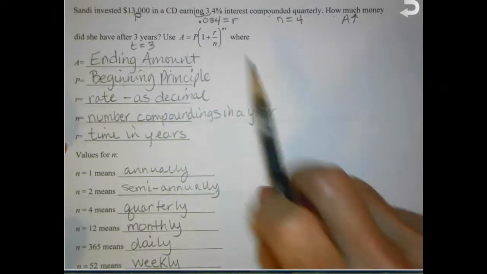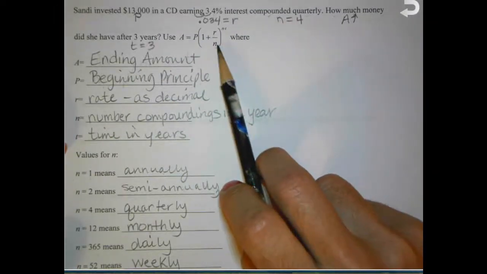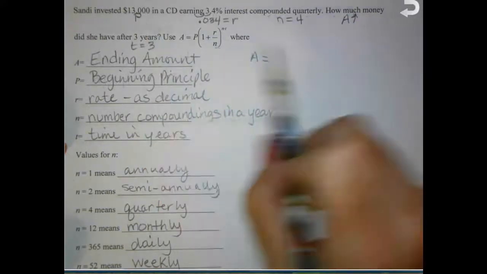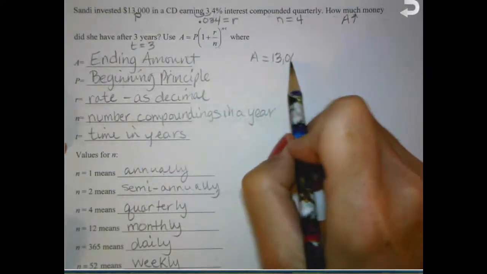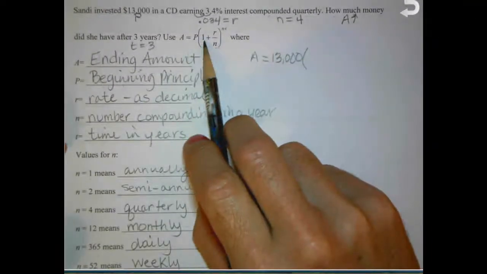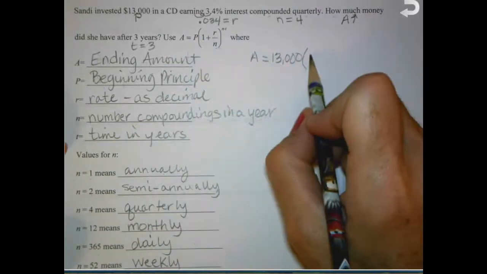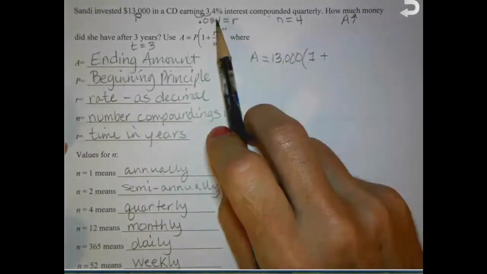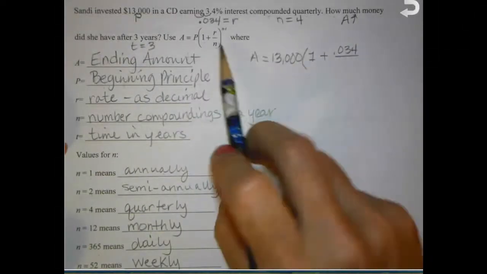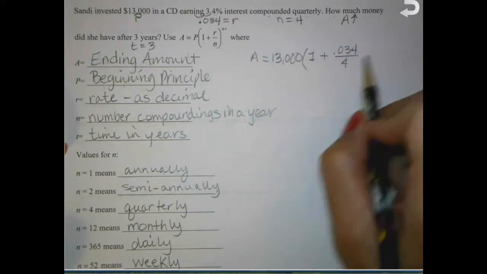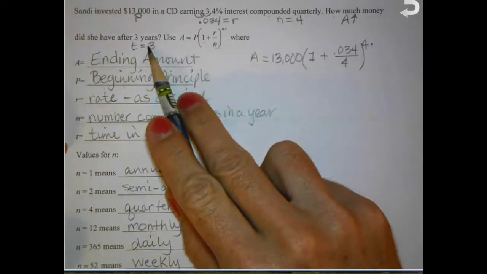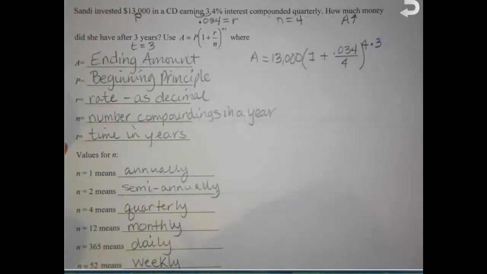So if we use all of those values here for our formula, the A is the part we don't know, so we'll leave it as an A. The P is 13,000, and then we have times the quantity 1. That's a freebie, it's just the number 1, plus R is 0.034 as a decimal over n, which is a 4, raised to the n, so we have another 4 times T, which is 3. So there's our formula.